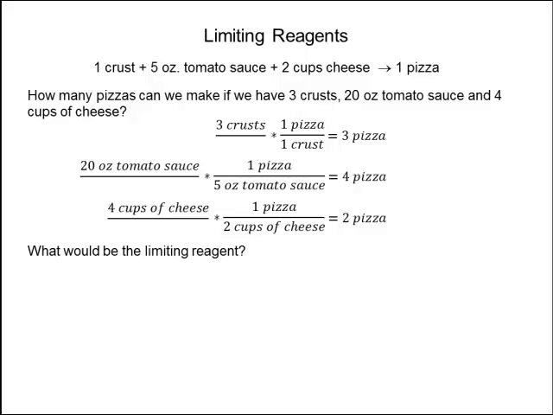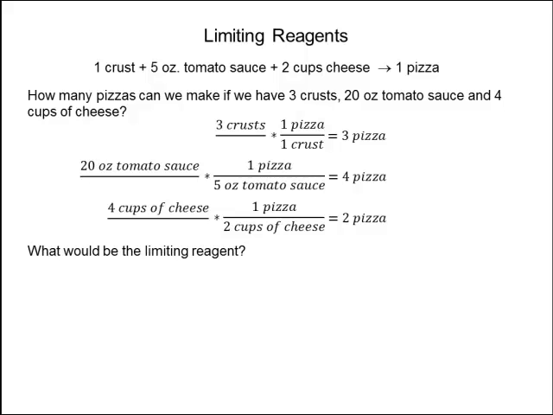Well, how much crust and how much tomato sauce do I have left over? Well, 2 pizzas would require me to use 2 crusts, so I'd have 1 extra crust left over. 2 pizzas would require me to use 10 ounces of tomato sauce, so I'd have 10 ounces of tomato sauce left over. So I can even calculate how much excess reactants I have left over. Okay, so that's the analogy there. Be thinking about that analogy.